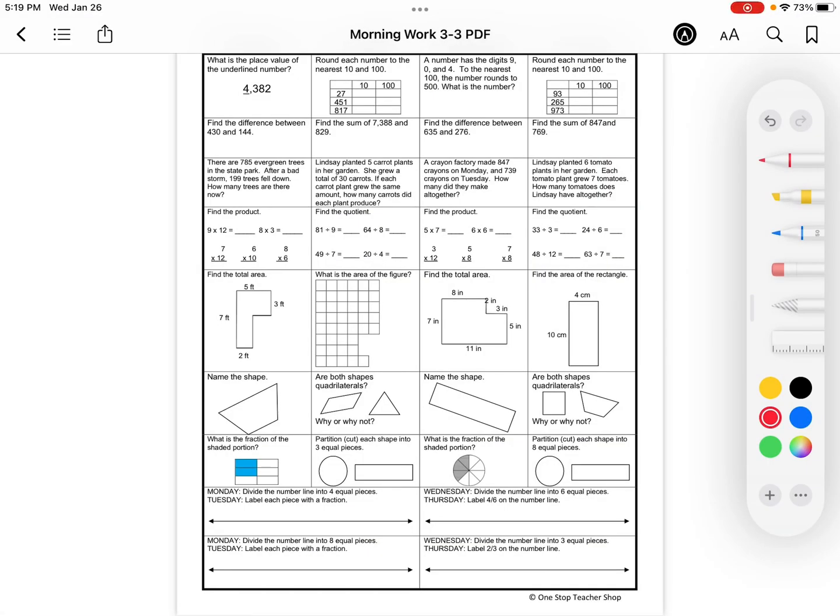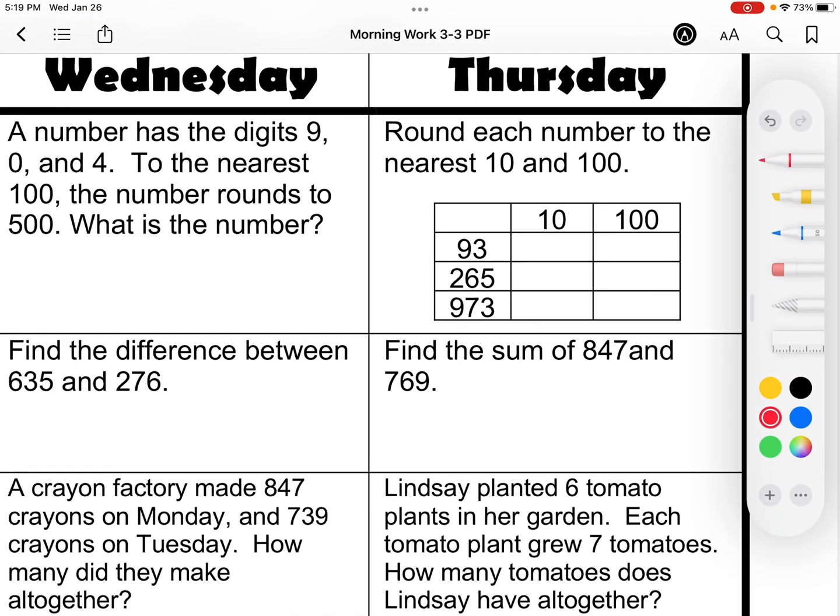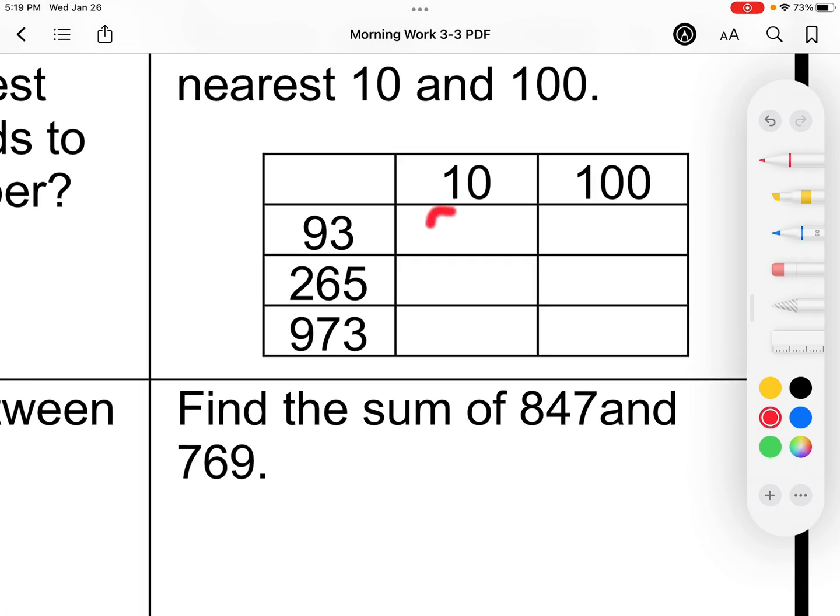Alright guys, Thursday morning work. Round each number to the nearest 10 and 100. 93 to the nearest 10 rounds to 90, and to the nearest 100 rounds to 100.